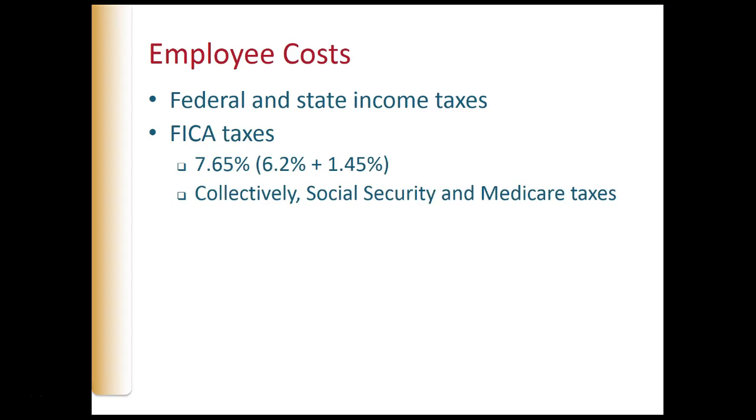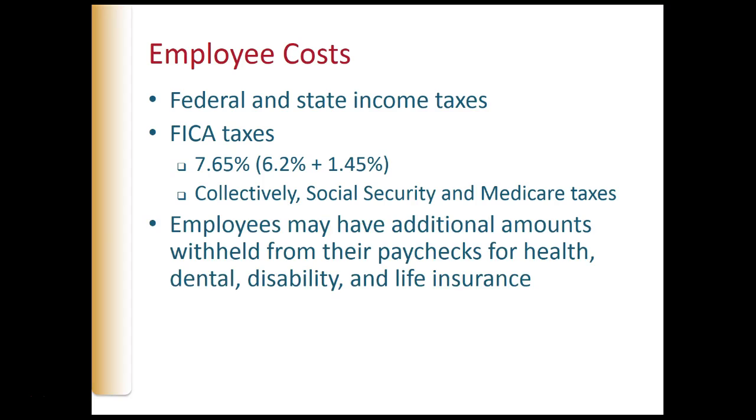Now, companies are required by law to withhold federal and state income taxes from employees' paychecks and to remit those taxes to the government. The amount withheld varies according to the amount the employee earns and the number of exemptions the employee claims. Employers also withhold Social Security and Medicare taxes from employees' paychecks. Collectively, Social Security and Medicare taxes are referred to as FICA taxes, named for the Federal Insurance Contributions Act.